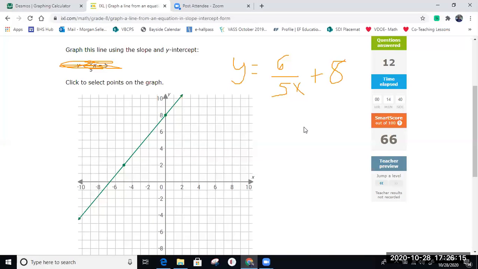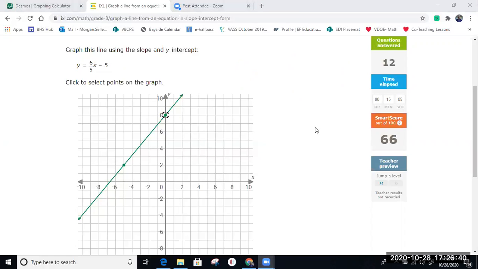So typically when you're graphing, if it's positive, you go up and right. If it's negative, you go down and right. The only time you're going to do the opposite is if you run out of room. You might not see many of those, but I just wanted to show you just in case.